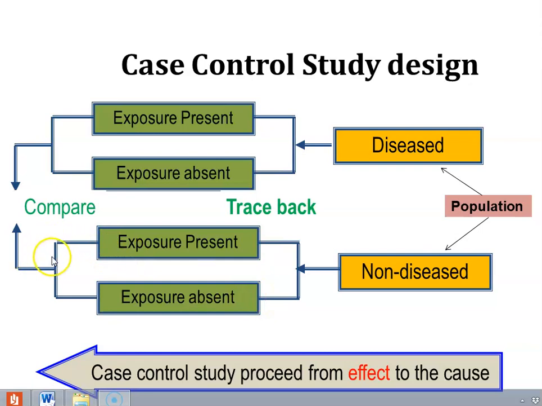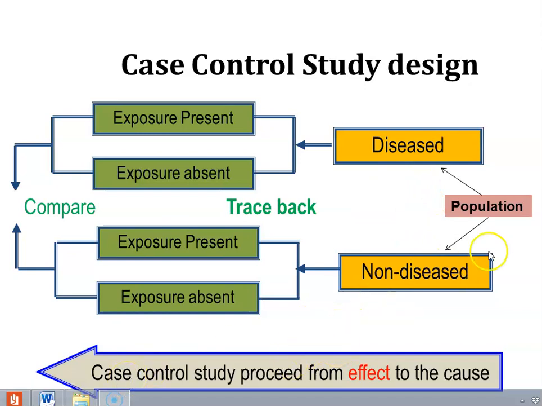We then compare their exposure rates, and then this comparison tells us which group was more exposed to the risk factor. If the cases had the higher levels of exposure, then we can prove that the risk factor is causing the disease. So here we are proving a hypothesis of a disease risk factor.